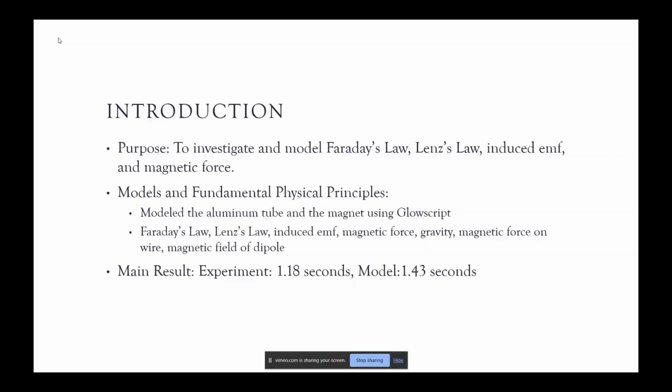The main result is that the magnet took 1.18 seconds to pass through the tube in the experiment, and it took 1.43 seconds to pass through the tube in the model.